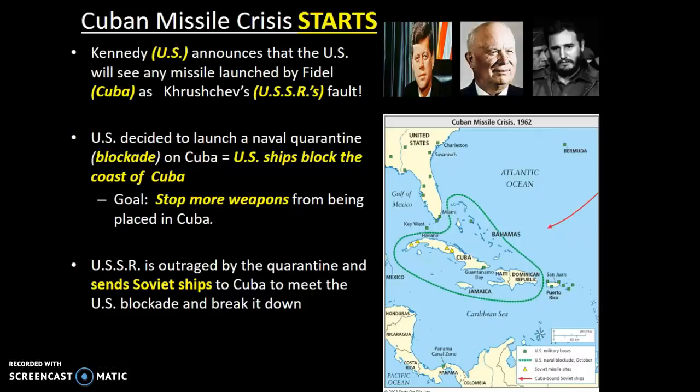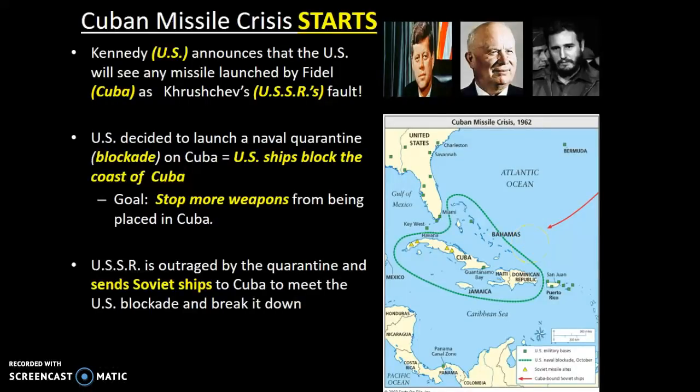Now, the USSR is furious that the United States has placed a naval quarantine blockade on the Soviet Union's Cuban ally. And so what Nikita Khrushchev does is Nikita Khrushchev contacts JFK and he lets JFK know, if we take a look at the map here, that Soviet ships are going to be sent over to the quarantine to break the quarantine up.